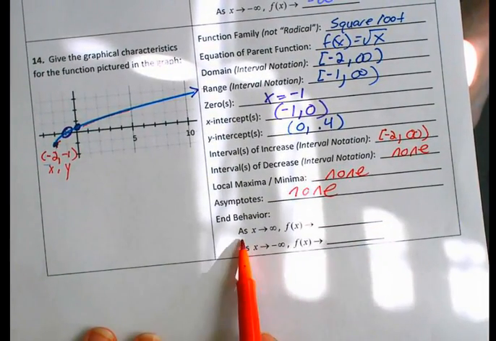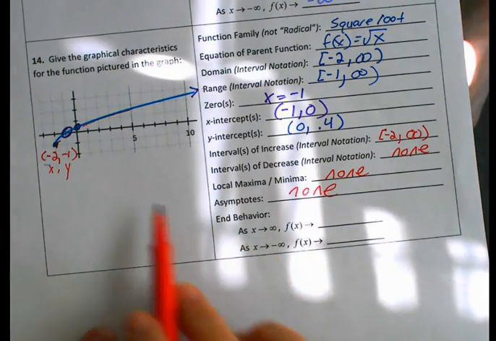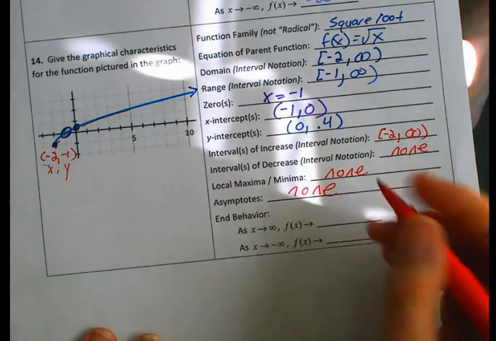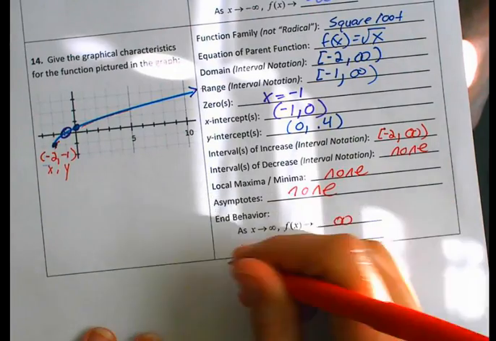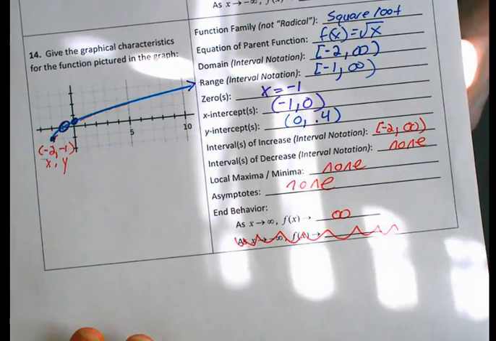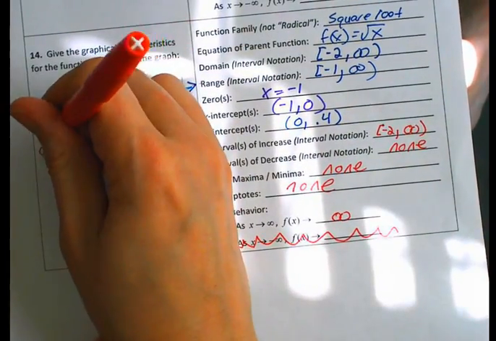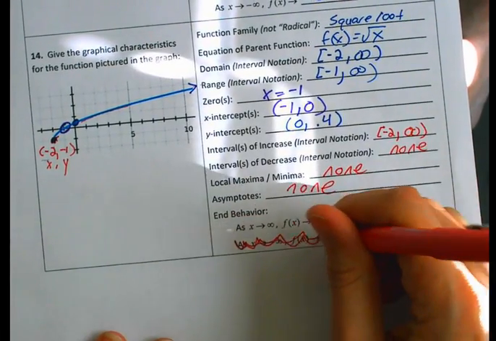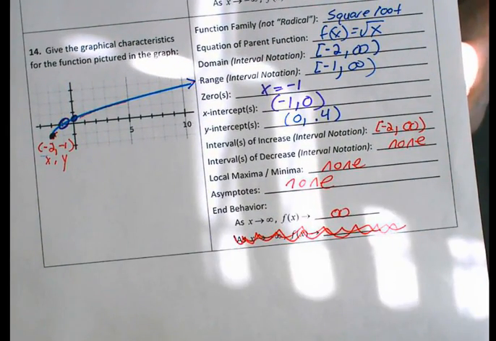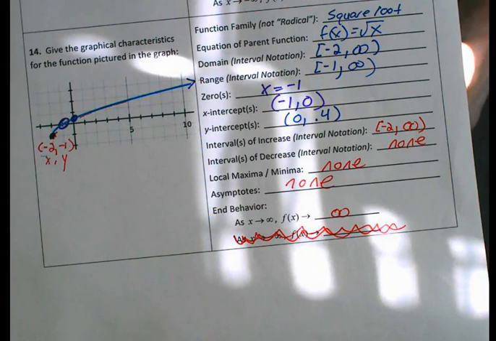And then we have, as x approaches infinity, f of x approaches positive infinity as well. And we don't talk about the end behavior on the other side because we have a definite endpoint there. So you wouldn't answer that question, so you can scribble that one out. That's the end of this video.